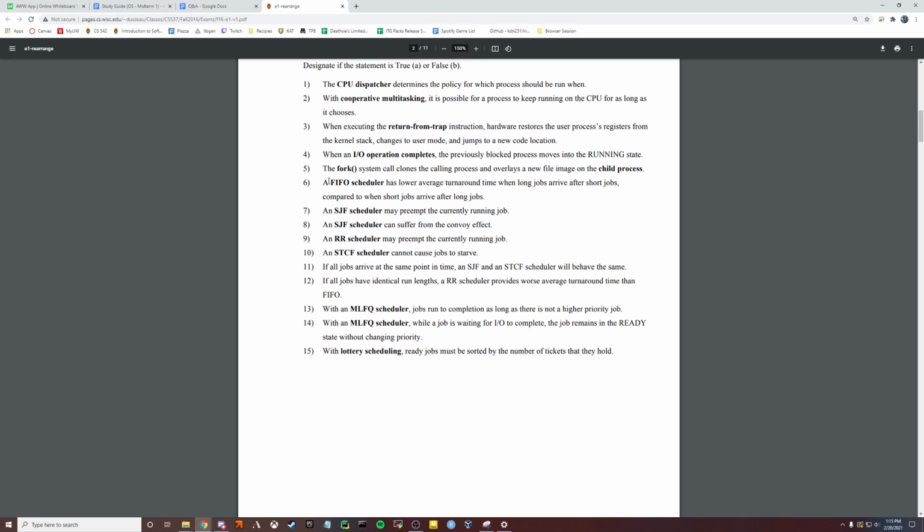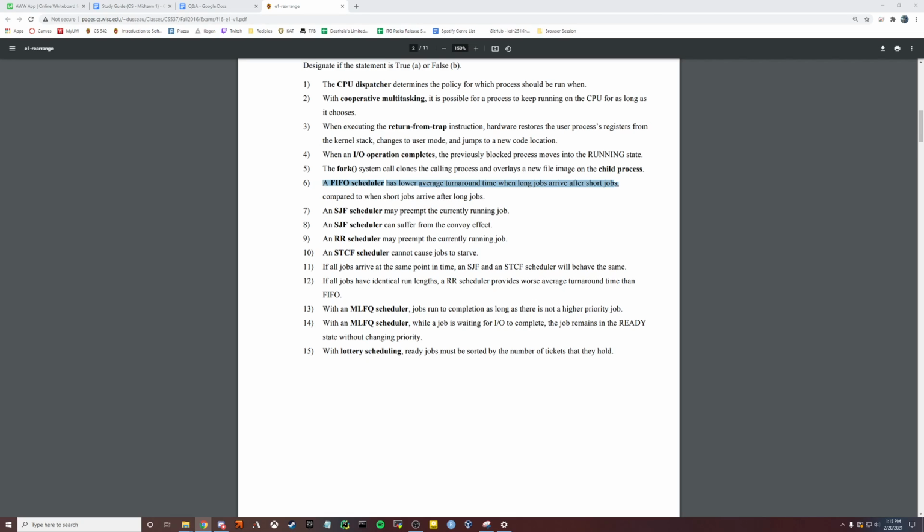All right. A FIFO scheduler, so that's first in, first out, has a lower average turnaround time when long jobs arrive after short jobs. So what was that in? It was in lecture scheduling 3. Yeah, I think it might be in virtualization CPU scheduling.